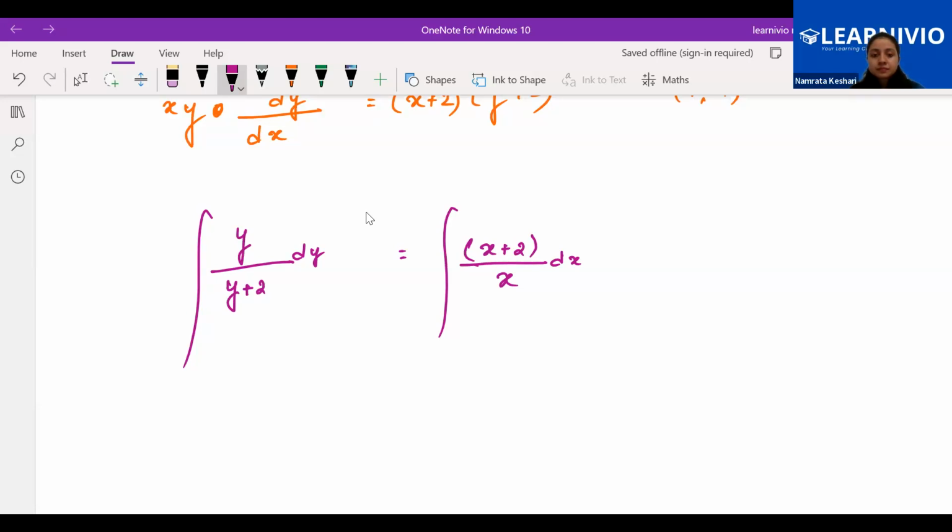Ma'am, do we add and subtract 2 in y? Yes, we will do one arrangement. That is the denominator exactly we can make over here. We can add 2, but since we are adding 2, that is not allowed in mathematics anywhere. If you want to add any number or subtract any number, we are allowed to do so, but at the same time, we have to neutralize that also. So we got this and we got this. Now we can separate it.